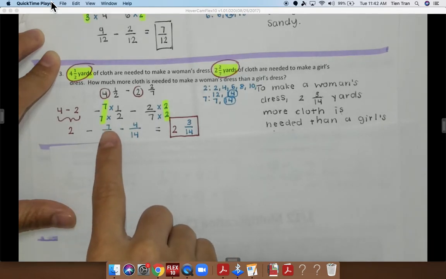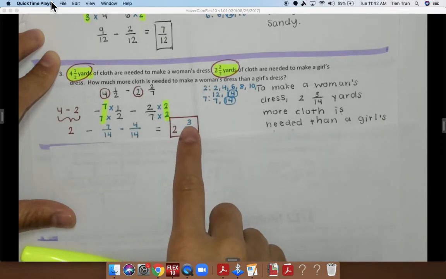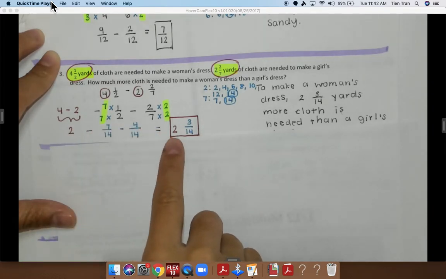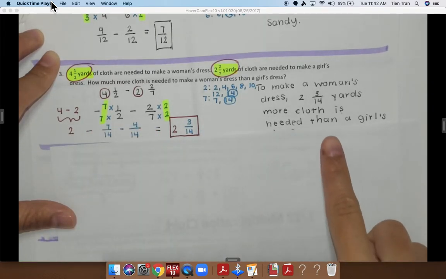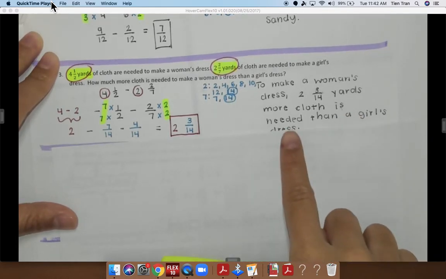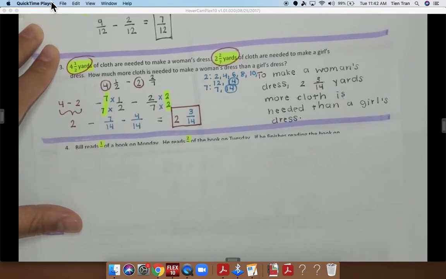So now I can subtract. 2 minus 7 is equal to 3, and my denominator is equal to 14. I bring my whole number right over, the 2. So to make a woman's dress, 2 and 3/14 yards more cloth is needed than a girl's dress.